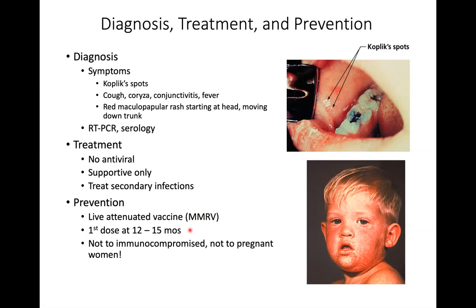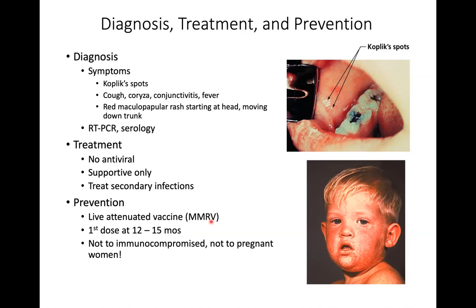Again, one of the issues with vaccines is timing. So this vaccine, the first dose is given somewhere between 12 and 15 months. So imagine those children who are younger than 1 year have not been vaccinated, and if they are exposed to an older sibling who has measles, they themselves are likely going to develop it.